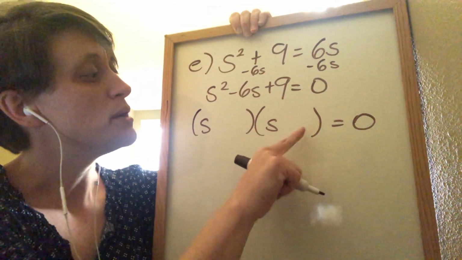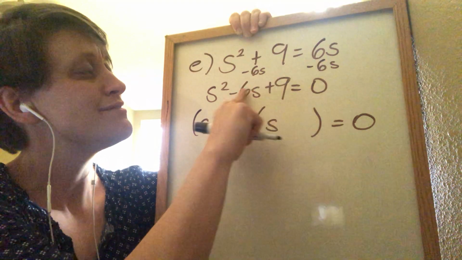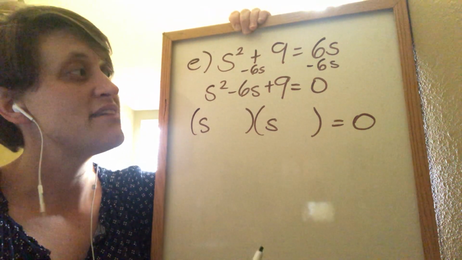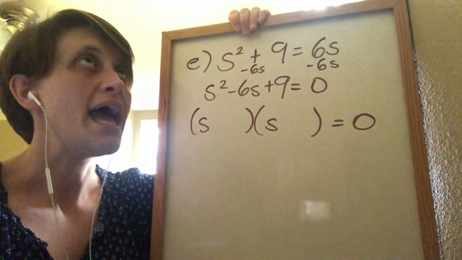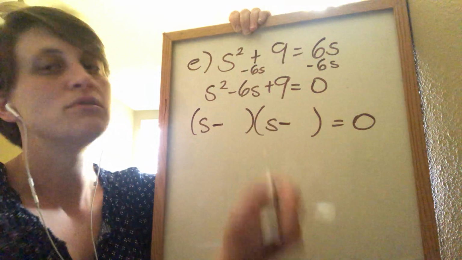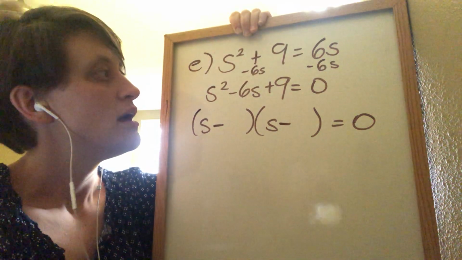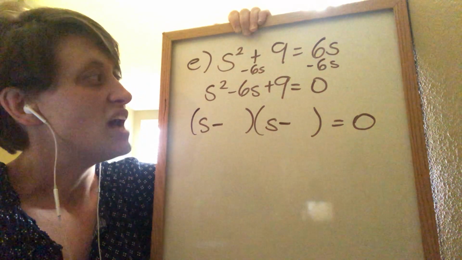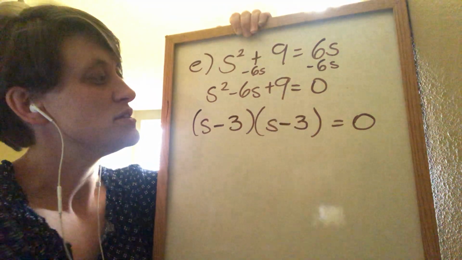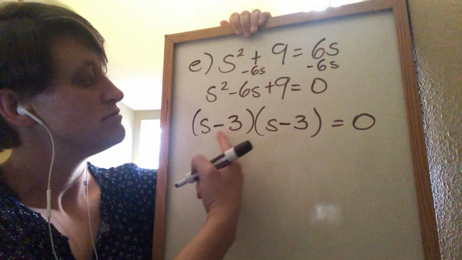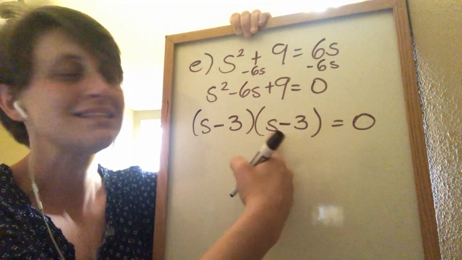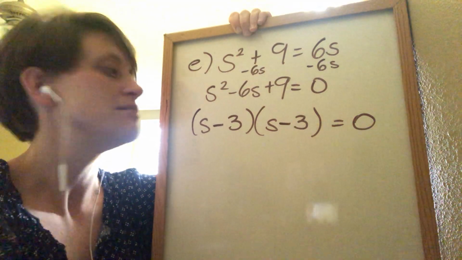And now we have to have two numbers here that have a product of positive 9 and a sum of negative 6. So we know that these two numbers have to have the same sign and they have a negative sum. So we're looking for two negative numbers here. We know that right off the bat. And if we think about factors of 9 that add to 6, 3 and 3 will do that. So sure enough, (s minus 3)(s minus 3) gives us s squared minus 6s plus 9.